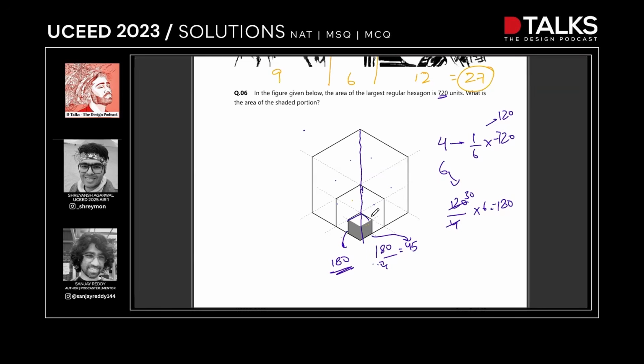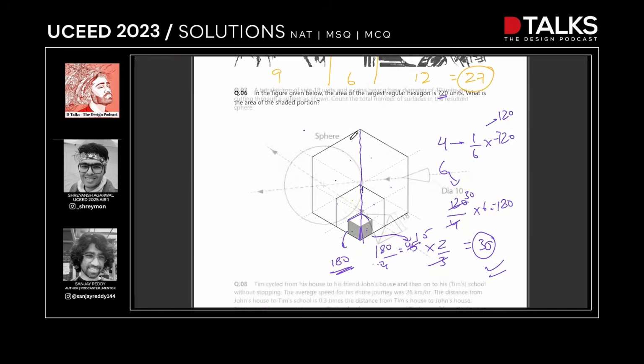Now, it was the area of the shaded portion. So this is pretty obvious. It's two-thirds, right? It's three rhombi, and two of them are shaded. So you just take 2 by 3 of this, which gives you 30. And 30 is the answer. Right. So there's no need to find the side of this hexagon or do any other shenanigans. You can just play with the areas.